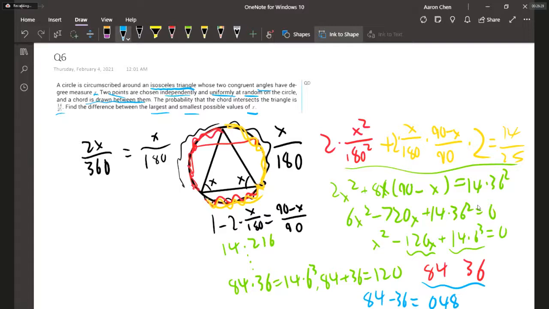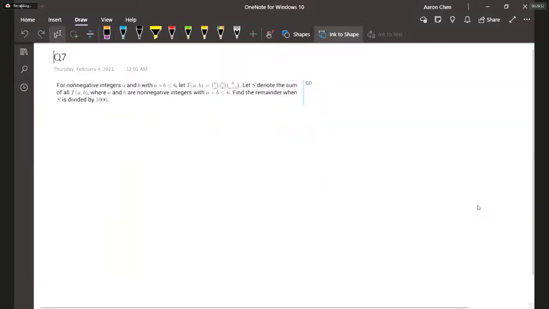So does anyone have any questions about this problem? All right. If not, let's move on to the next problem. And so once again, I'll give you guys a couple of minutes to do this problem before I start going over it. All right, I'll start going over this problem now.